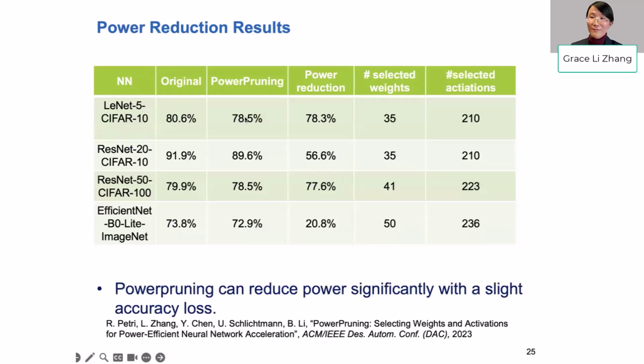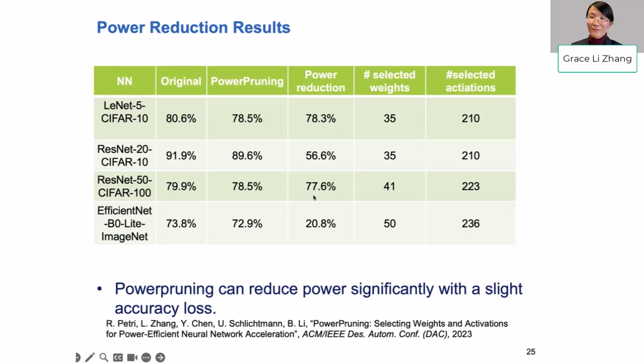So we take advantage of this delay- and power-driven weight selection to reduce the power consumption. We tested it on very large neural networks on large data sets, and there is a slight accuracy drop, but the power reduction is significant. Originally in neural network training, if weights are 8 bits, they have 256 weight values, but we don't need so many. For example, on LeNet-5, we only use 35 weight values, and on EfficientNet, which has more than 100 layers, we only use 50 weight values, so that we can reduce the power consumption significantly.